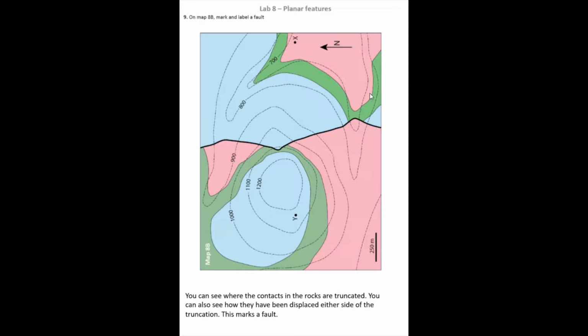Then as we move on to the second half of the lab, onto this map 8B, the first question is very straightforward, and it asks you to label the fault. Now you can see where the fault has truncated the contacts and has displaced them. So there's these green rocks that have been cut off, and here they are again. So these stratigraphic boundaries have been cut. It's not an unconformable surface. This is a faulted one. So that line of truncation marks the fault plane on the surface.